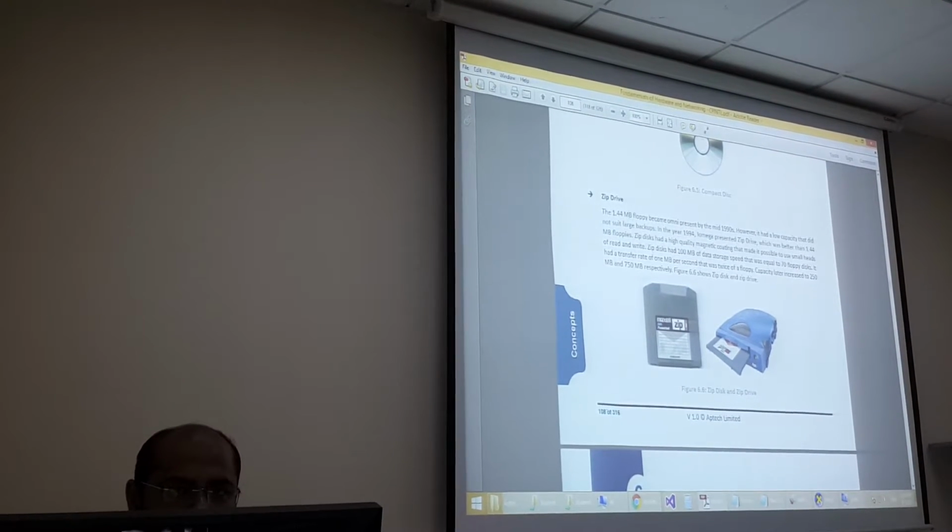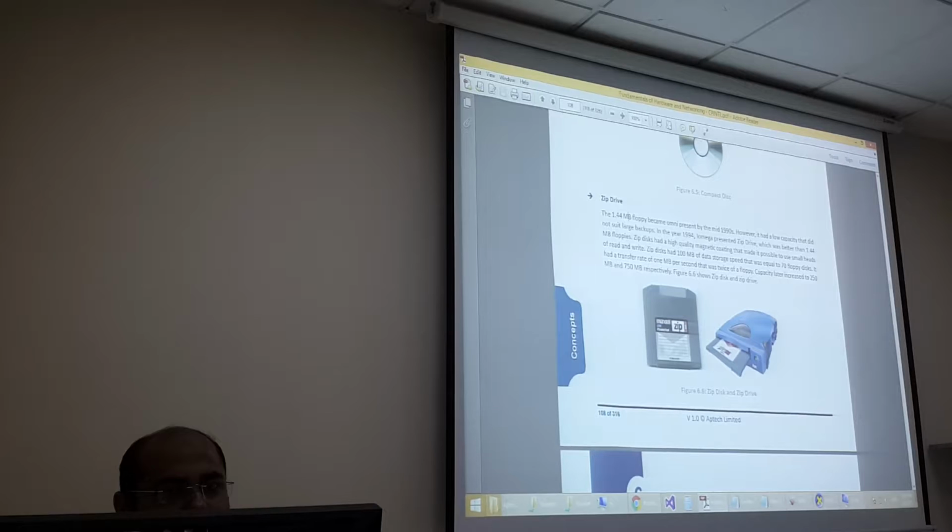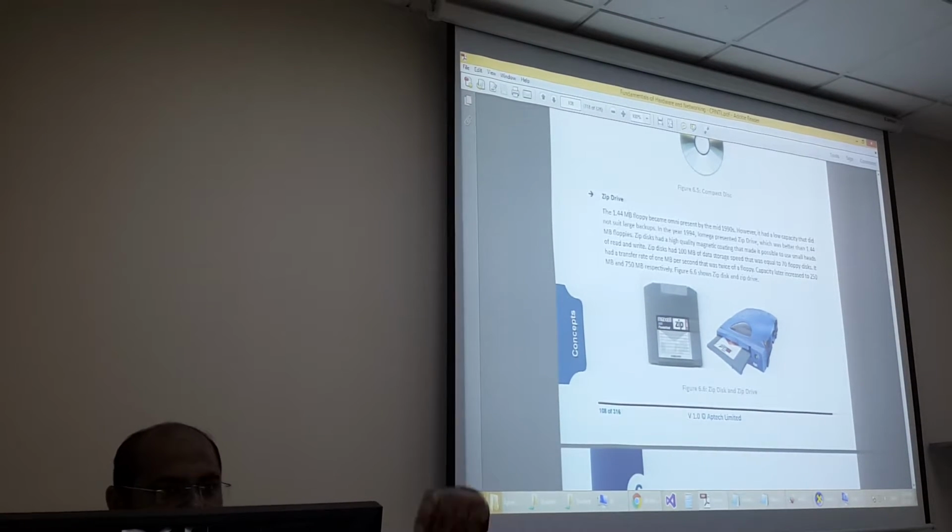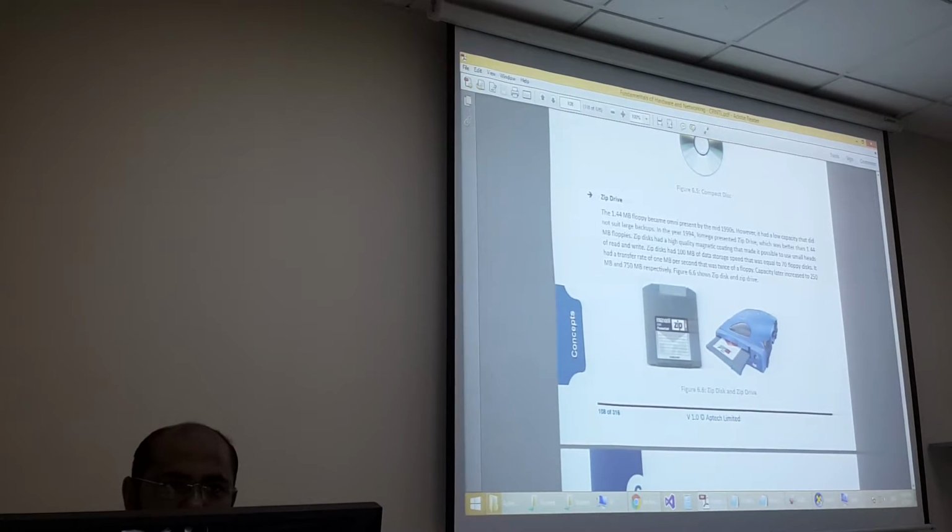What's the difference between a floppy disk and a floppy drive, or a CD disk and a CD drive, or a hard disk and a hard disk drive? Maybe now we don't use this. Before 20 years, how did we hear songs? We had cassettes. You put the cassette in the tape recorder. That tape recorder is a drive.